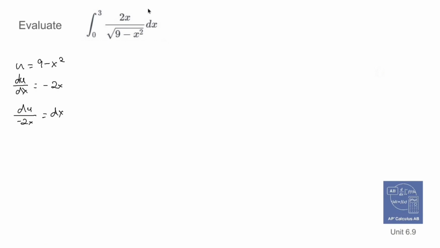Now let's substitute all this stuff and do some integrating with respect to u. Keep in mind, my limits of integration are still 0 and 3, but those happen to be with the x values, not with these brand new u values. So I'm going to write out 2x over the square root of u, and then dx becomes du over negative 2x. Oh, happy day, the 2x crosses out. I can bring out this whole negative.